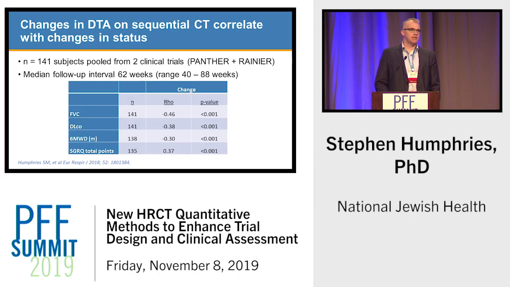Now, looking at change in the amount of lung fibrosis over time, we pooled data on participants from 2 trials in order to get a group of 140 that had CT scans at baseline and then a second CT at about 15 months. We found that the amount of change in the lung fibrosis that we measured was significantly associated with the amount of change in lung function based on FVC and DLCO, as well as the change in exercise capacity with 6-minute walk distance, as well as patient-reported quality of life. In other words, when we measured a change in the amount of lung fibrosis on sequential scans, that reflected or was correlated with other changes in status.